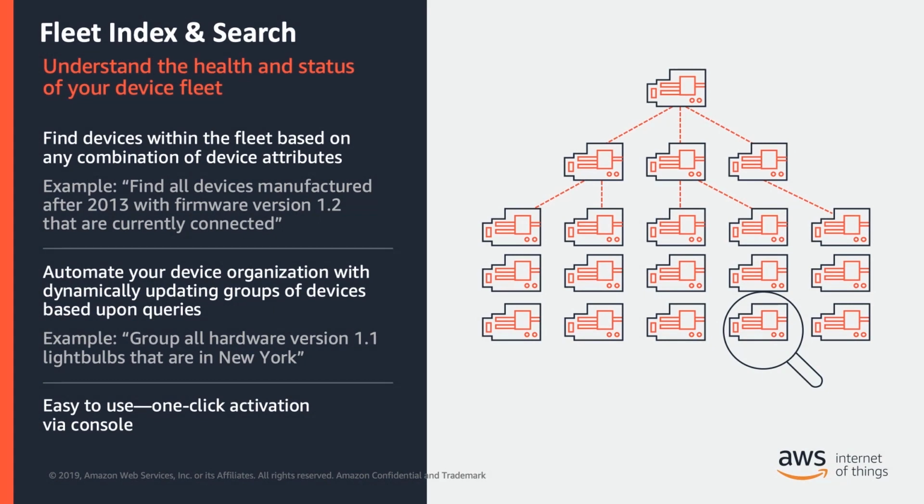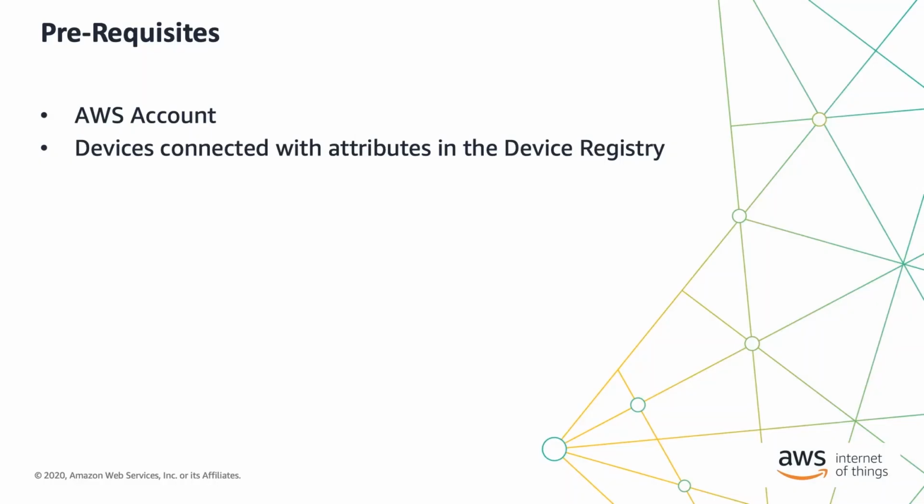In this tutorial, we will cover fleet indexing, a feature of IoT device management which makes it easy to query a group of devices and aggregate statistics on device records based on any combination of device attribute, state, and connectivity so that you can better organize and understand your fleet.